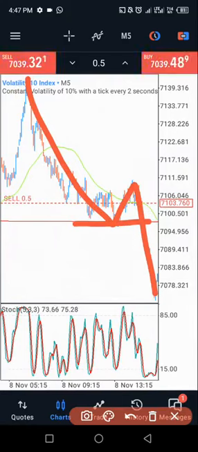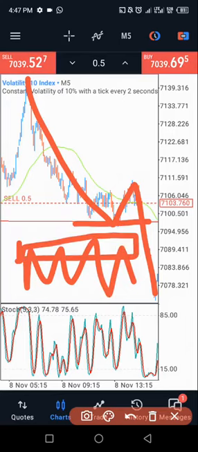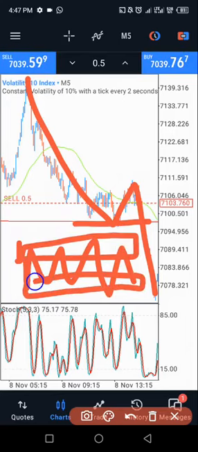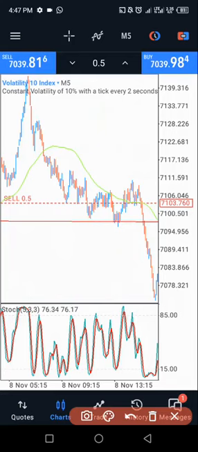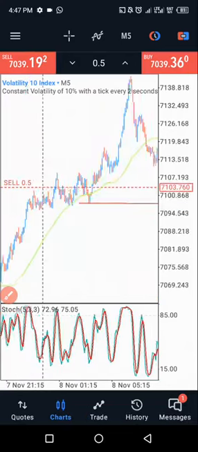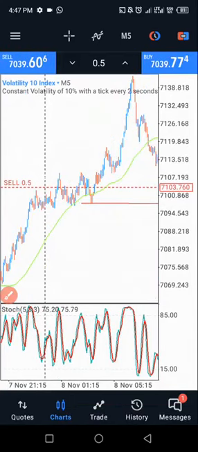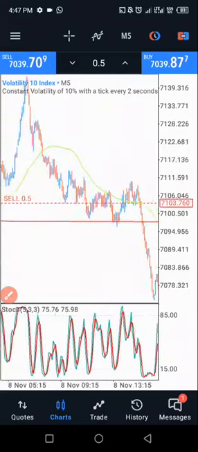You can either choose to buy or sell in a ranging market. Whenever the market is ranging, you sell at resistance and you buy at support. But whenever the market is moving downwards, you want to be selling, and whenever the market is moving upwards, as in this case, you want to be buying. Do not trade against the trend. Remember, the trend is always your friend.